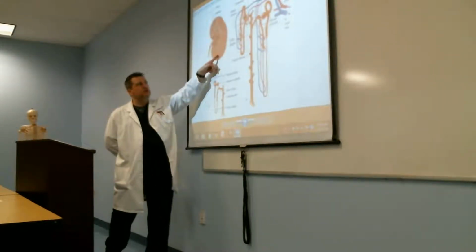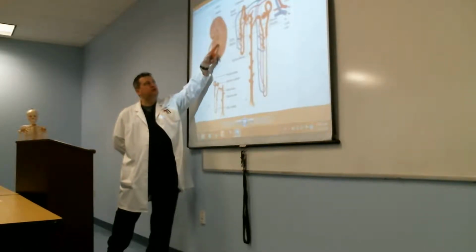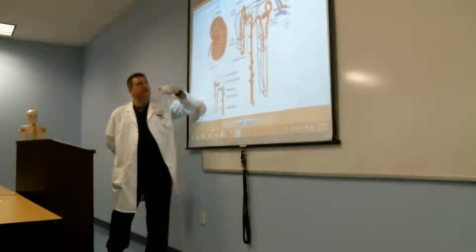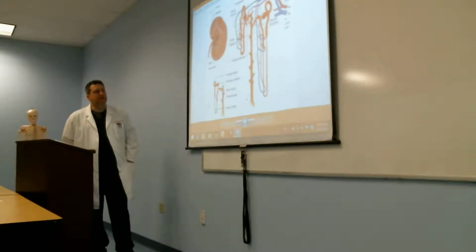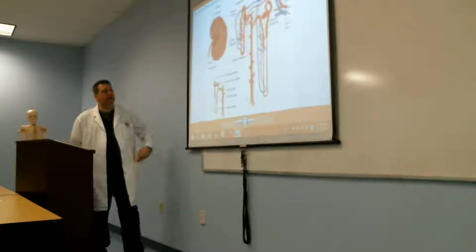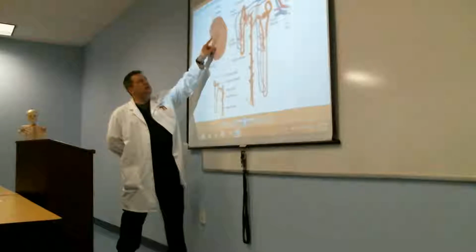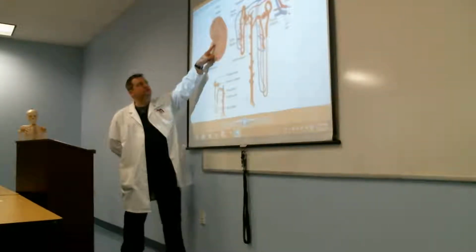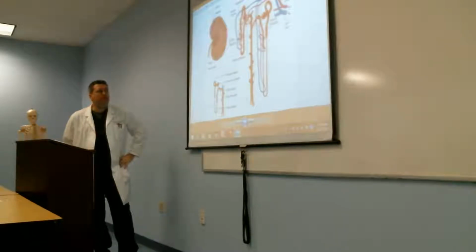And that's because as urine is created through here, it drains this way. And it drains towards these little funnels here called a minor calyx. And several minor calyces come together to make a major calyx, like this. And then that all drains into this funnel-shaped part called the renal pelvis, which then becomes the ureter, which leaves the kidney.